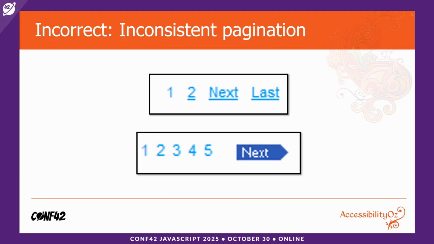These are from the same site, and you can see that they look quite different. The first is all just text, same color, the links that are actionable are underlined. The second, none of the links are underlined, and you also have what seems to be a next button. So this is a kind of example of inconsistency that you want to avoid.